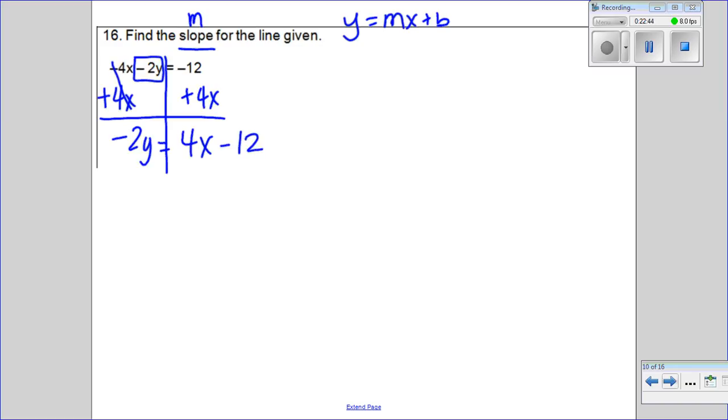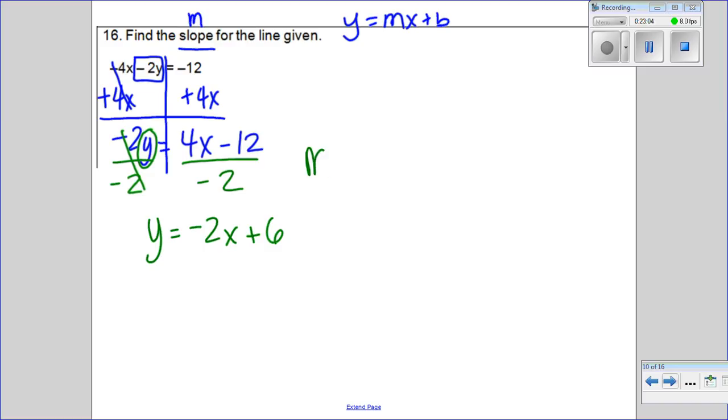Last step to get y by itself. I've got to divide by negative 2. Remember, side by side is multiply. These cancel out. Y equals negative 2x plus 6. Negative 12 divided by a negative 2 is a positive. So my slope, m equals negative 2.